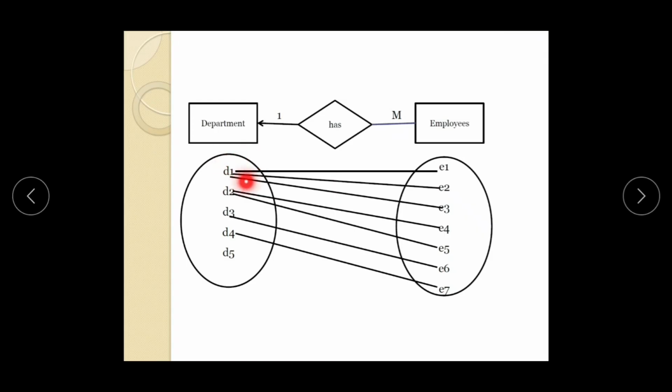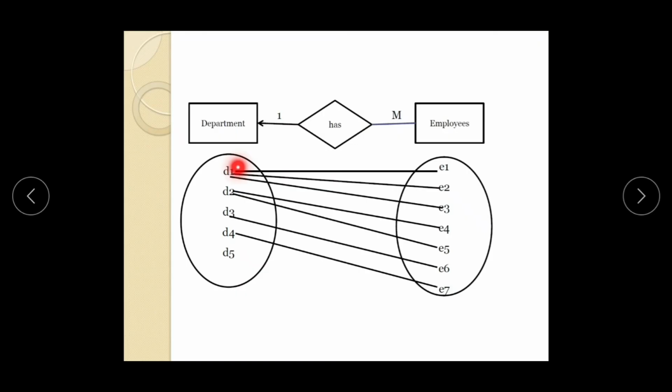So here we can see that a single department can have multiple employees. That is what is written here. A department can have multiple employees. Look here, we have directed lines. A directed line signifies one, and an undirected line signifies many. So it is a one to many relationship.